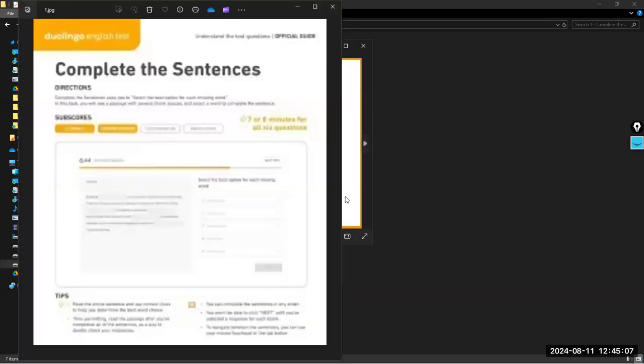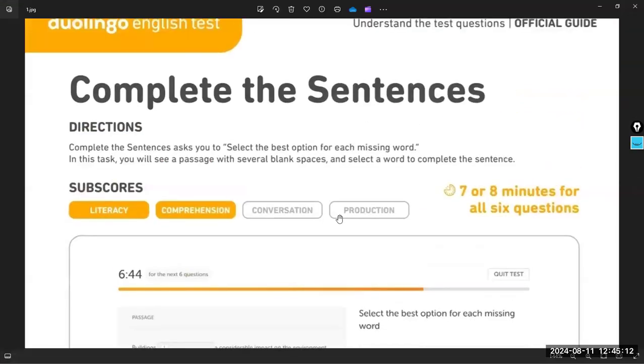Now, let me show you, as I told you, the directions. After that, I have to read the tips that you don't have to forget. Then we have to start practicing. So, complete the sentences asks you to select the best option for each missing word. In this task, you will see a passage with several blank spaces, and I have to select a word just to complete the sentence. Keep in mind that I have 7 or 8 minutes for all 6 questions.